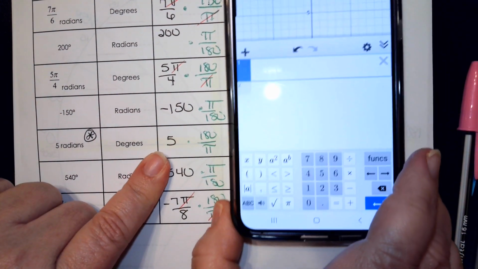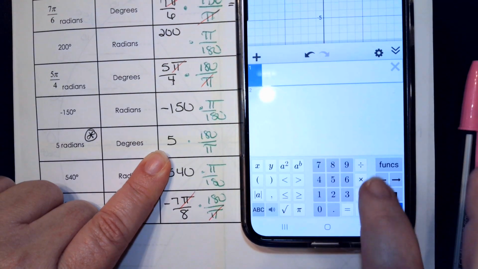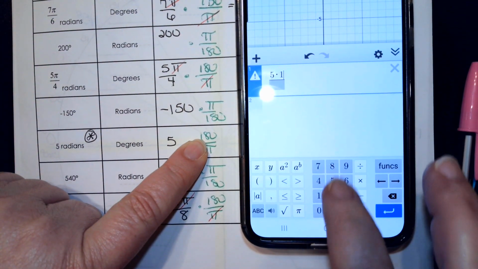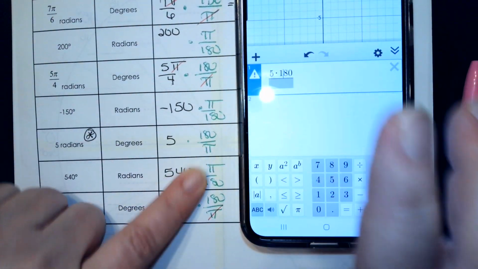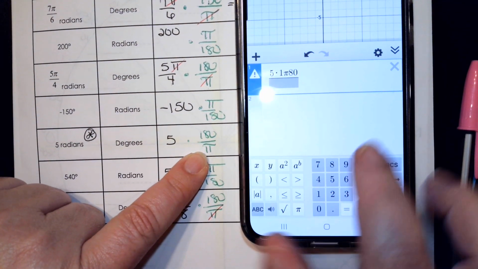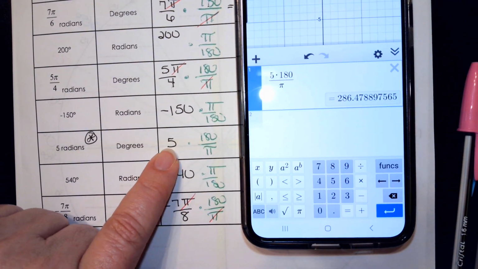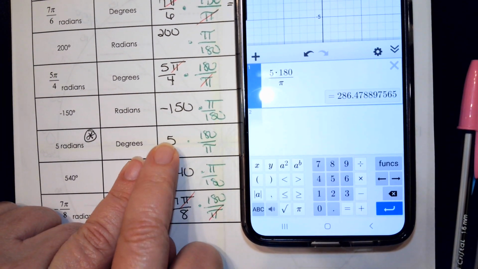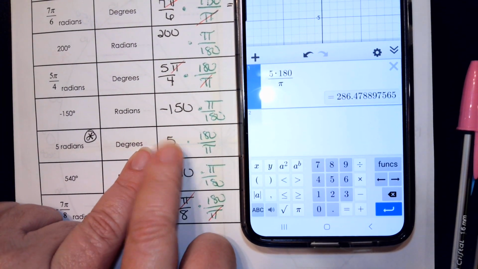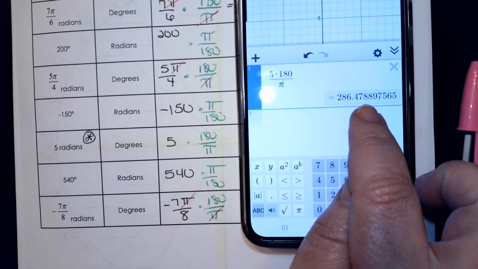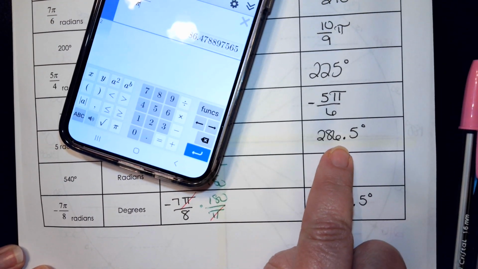So what we have to do right here is actually multiply all this out. So I'm going to say 5 times 180, and we are going to actually divide by pi. And the reason why is because pi was not given to us here. It's already included in that part of the answer. They multiplied pi already. Okay, so we get 286.5 basically. And that's how we got this right here, 286.5.